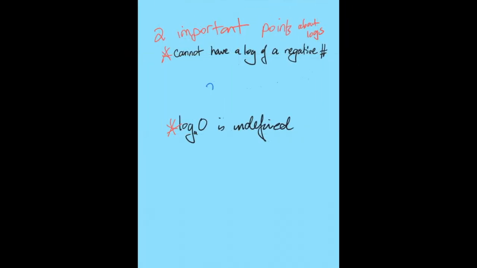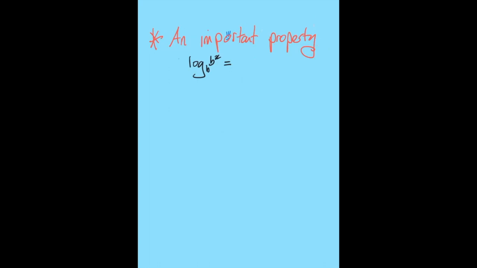Now here's two really cool properties of logs. You can't have a log of a negative number because there's no exponent of any number that's going to give you a negative value, so it's totally undefined. In the same way, log of 0 is undefined, because what possible exponent of any number is going to give you 0?